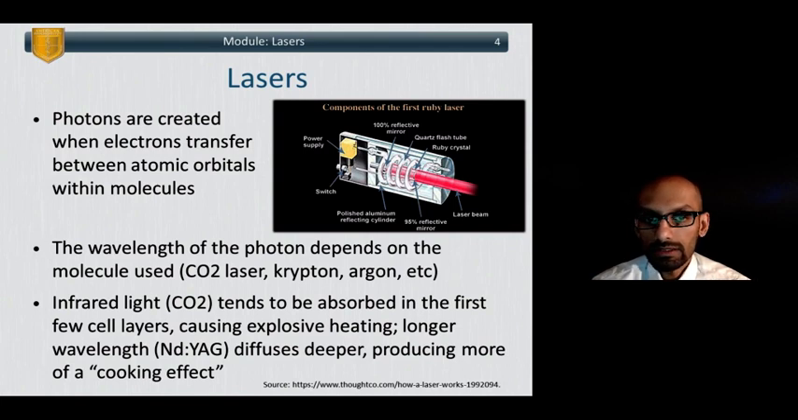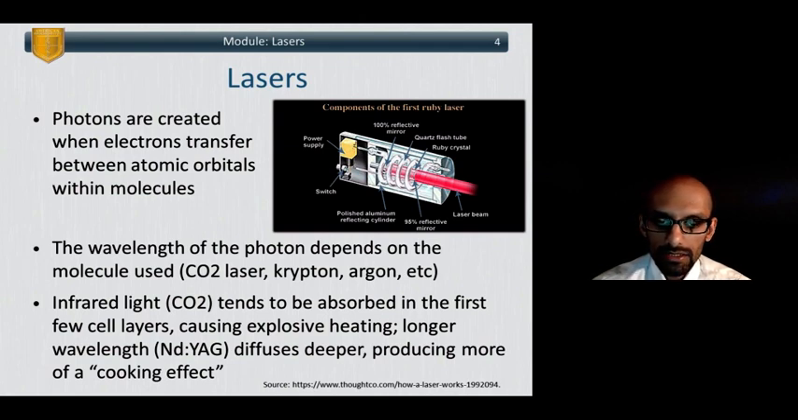So what is a laser? You're essentially talking about photonic energy, so energy in the way of photons, which are created when you ultimately elevate electrons to higher energy atomic orbitals, okay? And this is basically individual wavelengths of light with a very specific amplitude and frequency. And the wavelength of the photon depends ultimately on the molecule used to achieve excitation within the laser. So you can use gases such as CO2, you can use stones such as ruby lasers. Gases like krypton and argon have been used as well.